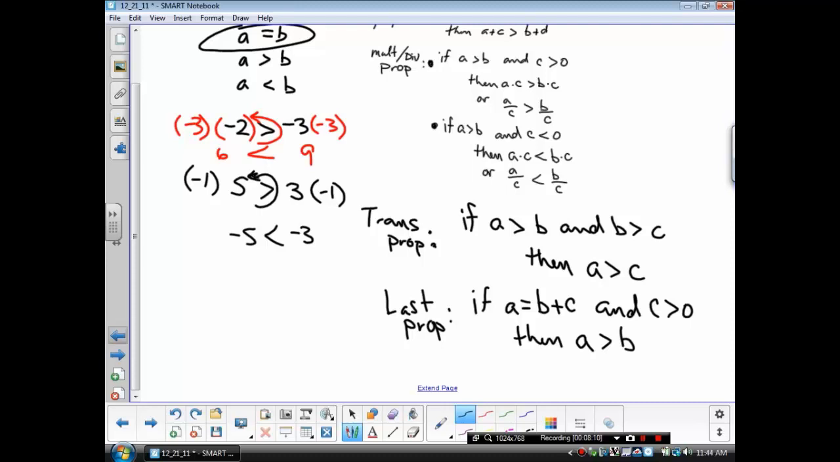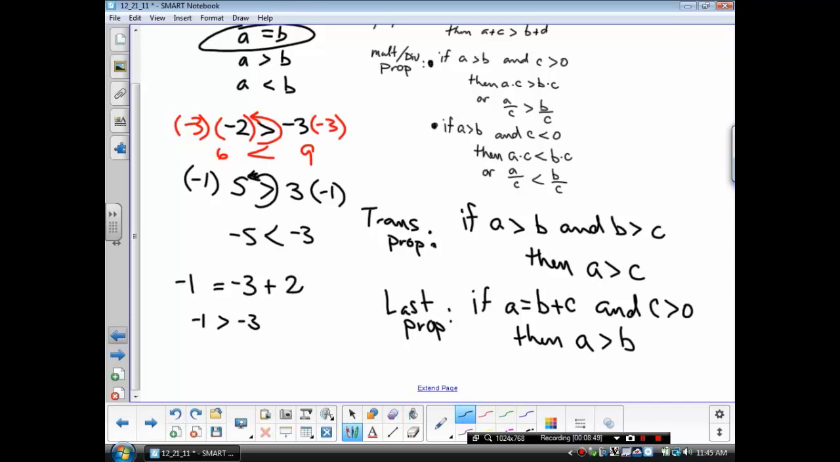Okay, so let me talk about this a little bit. If x equals negative 3 plus 2, what's the value of x? Negative 1. So I could say negative 1 equals negative 3 plus 2. And isn't negative 1 going to be larger than negative 3? Yes, because it's the sum of negative 3 and 2, right? Negative 1 is greater than negative 3. That's what this last property is saying.